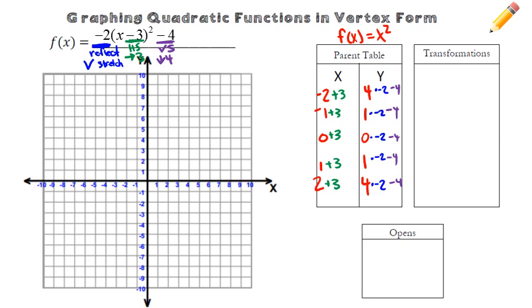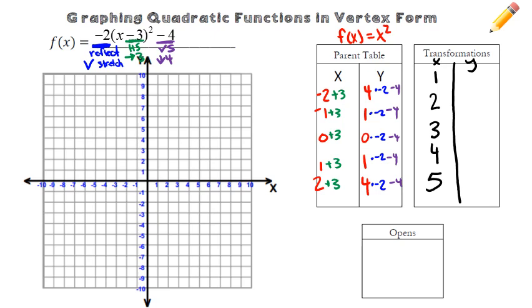If I apply these calculations, I'm going to have my new table. -2 plus 3, -1 plus 3, 0 plus 3, 1 plus 3, 2 plus 3. This happens to be the same as the last example. That won't always happen, of course.